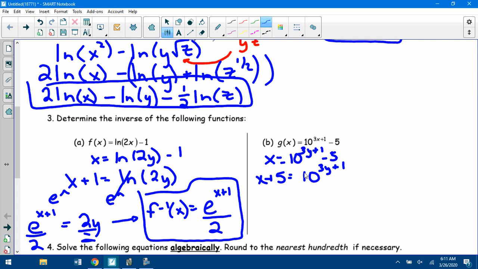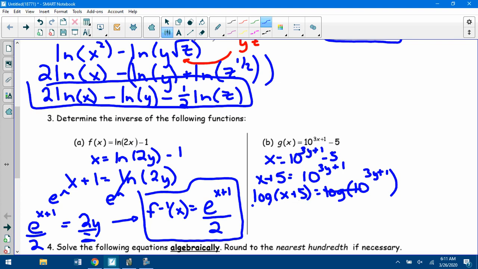Whenever you're getting rid of the base of an exponent, you have to take a log. So I would take log base 10, which is just log. So log of (x plus 5) equals log of 10 to the (3y plus 1). And just like showing that this was in the exponent, putting parentheses here is really important because you have to show that that x and the 5 are both in the log.